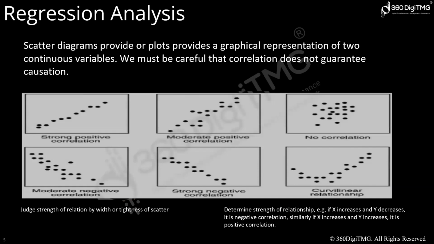So next is the scatter diagram. Scatter diagrams or plots provide a graphical representation to show two continuous variables. We must be careful that correlation does not guarantee causation.